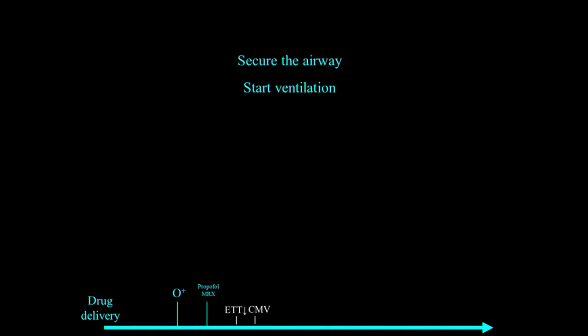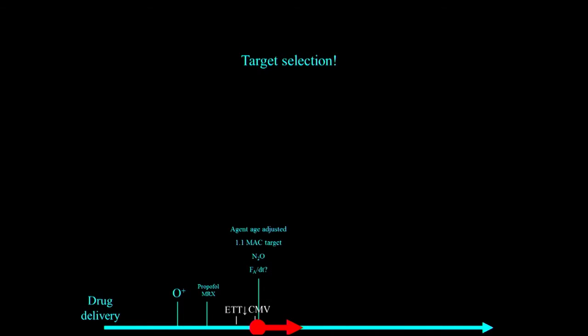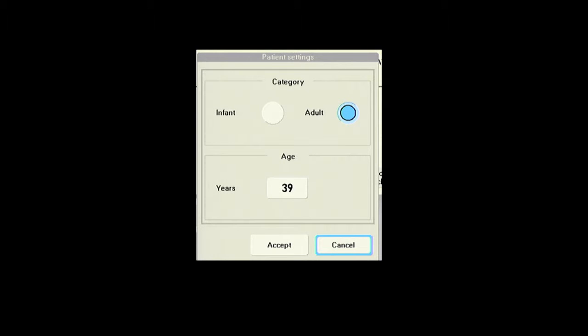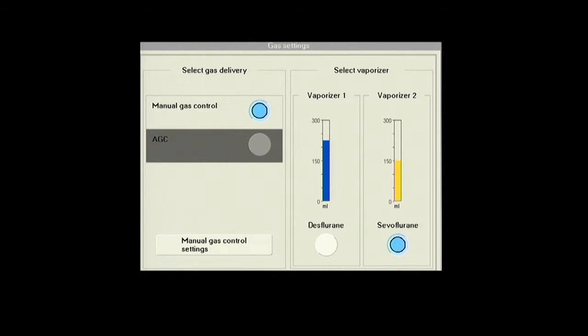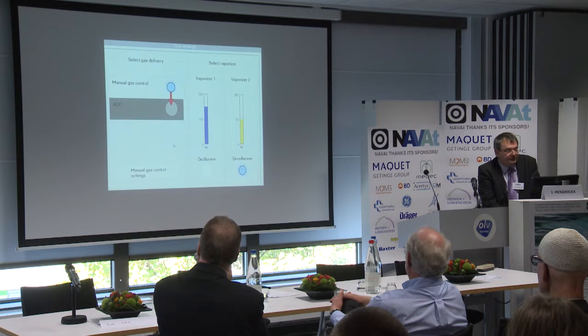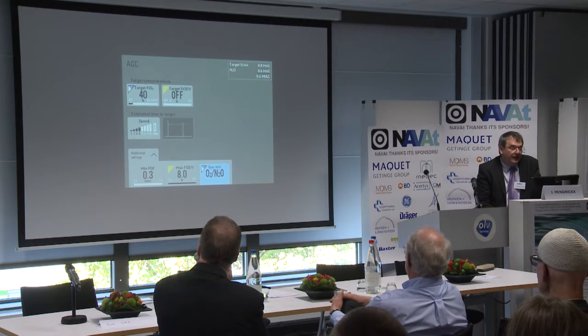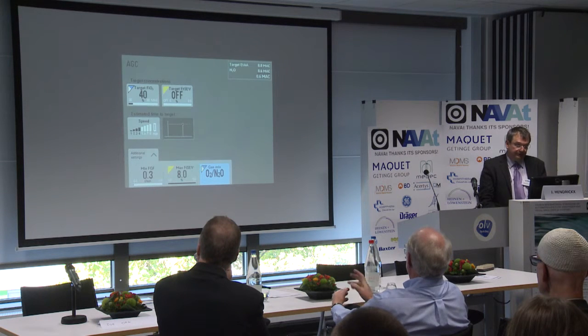Then you're going to secure the airway, start the ventilation, and you're going to select your target. You enter the patient's age, because that's a covariate, we know it affects MAC. You select your agent, in this case sevoflurane, and you go to automated gas control. And then, of course, we're going to use nitrous oxide.